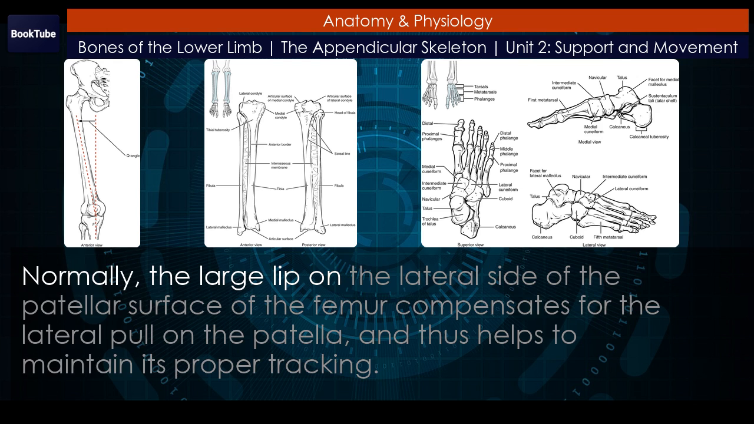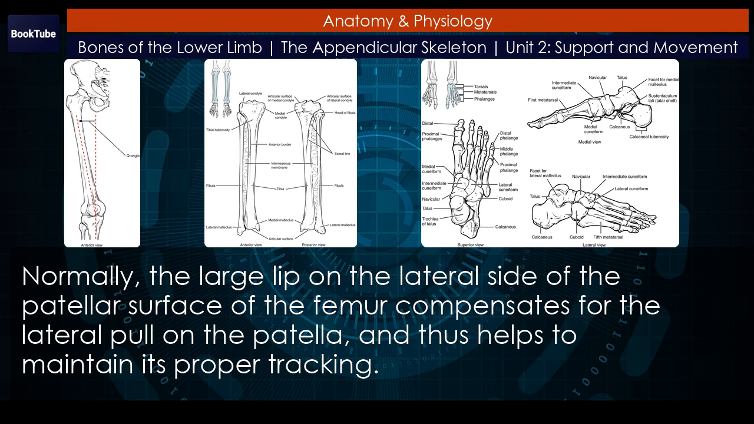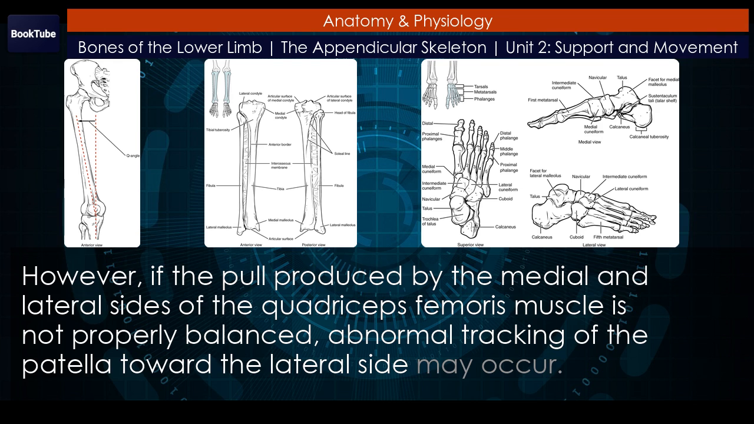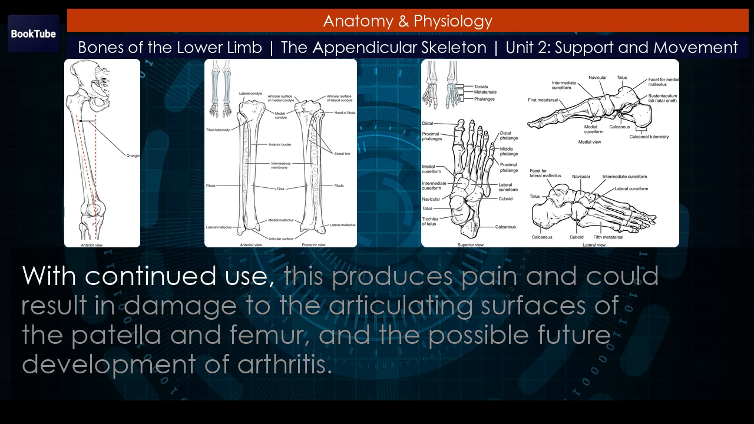Normally, the large lip on the lateral side of the patellar surface of the femur compensates for the lateral pull on the patella, and thus helps to maintain its proper tracking. However, if the pull produced by the medial and lateral sides of the quadriceps femoris muscle is not properly balanced, abnormal tracking of the patella toward the lateral side may occur. With continued use, this produces pain and could result in damage to the articulating surfaces of the patella and femur, and the possible future development of arthritis.